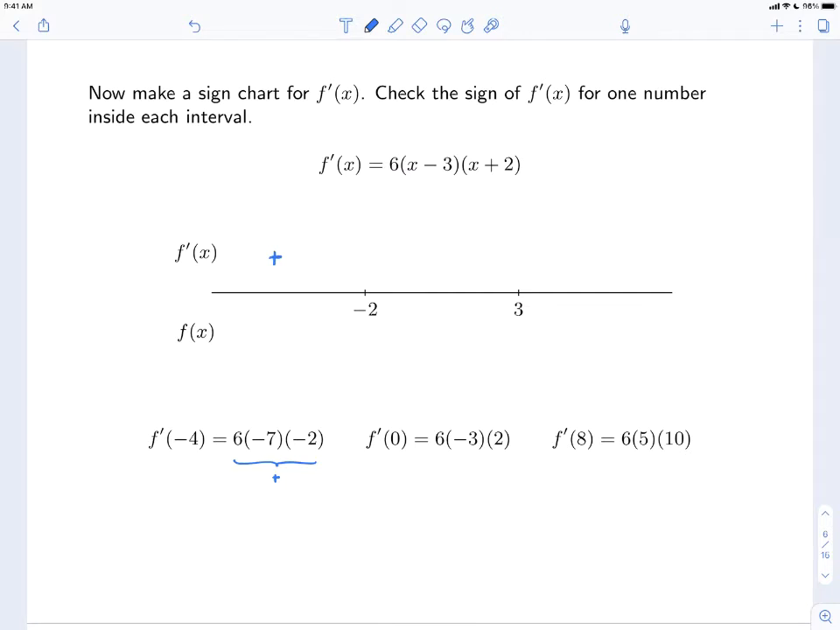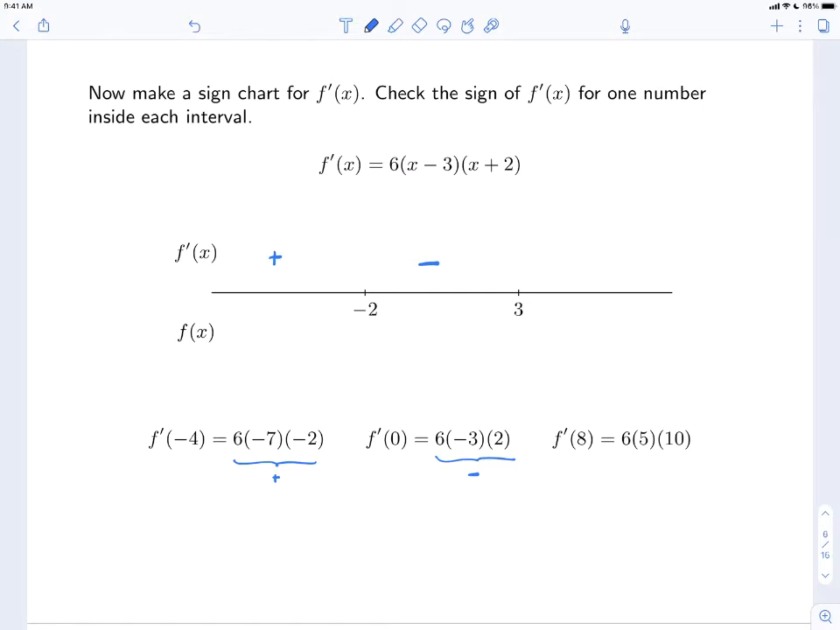Now between -2 and 3, we can pick 0. That's a convenient choice. And that gives us 6 times -3 times 2. Again, we just plug in 0 into the formula for our derivative. We're just trying to determine if it's positive or negative. And in this case, we end up with something which is negative. So we have a negative value there.